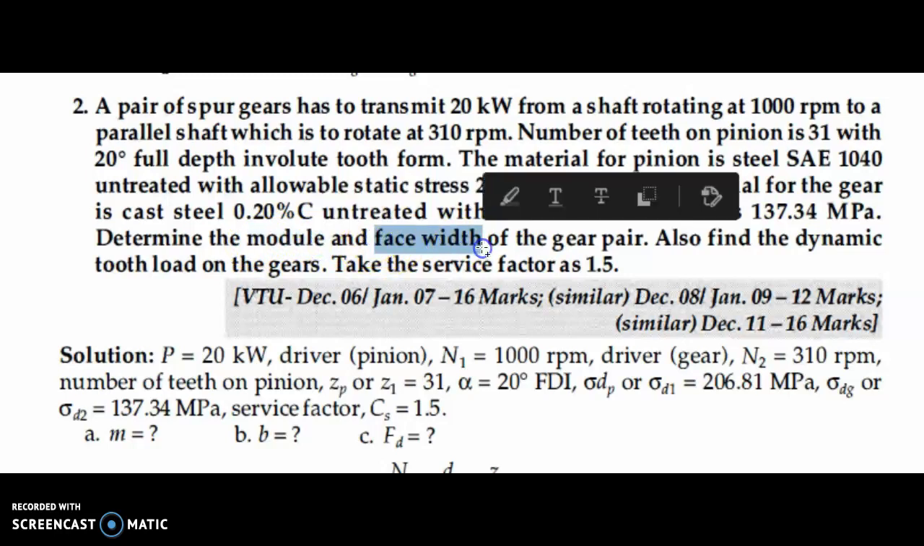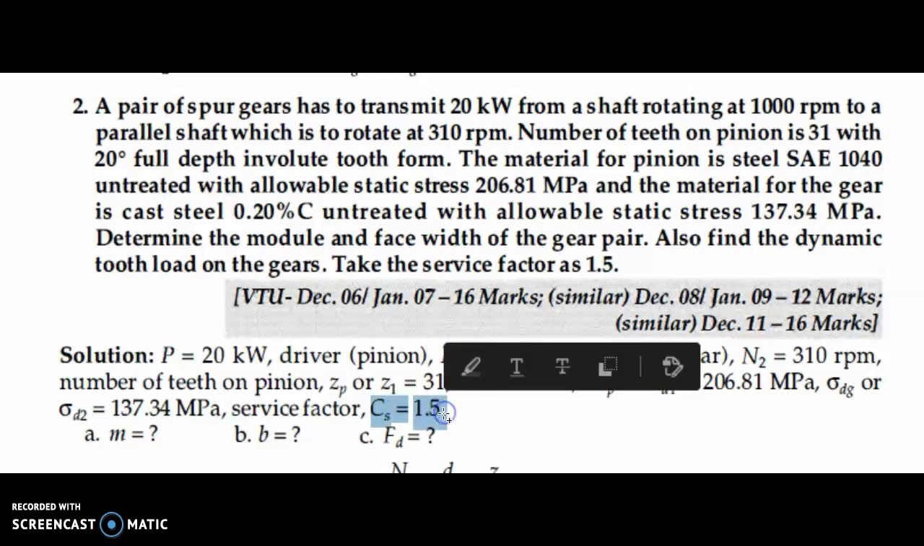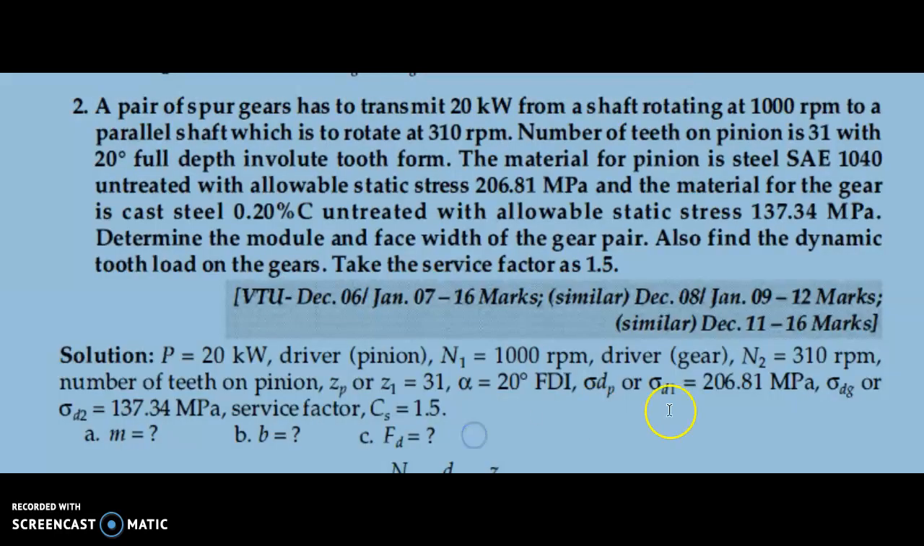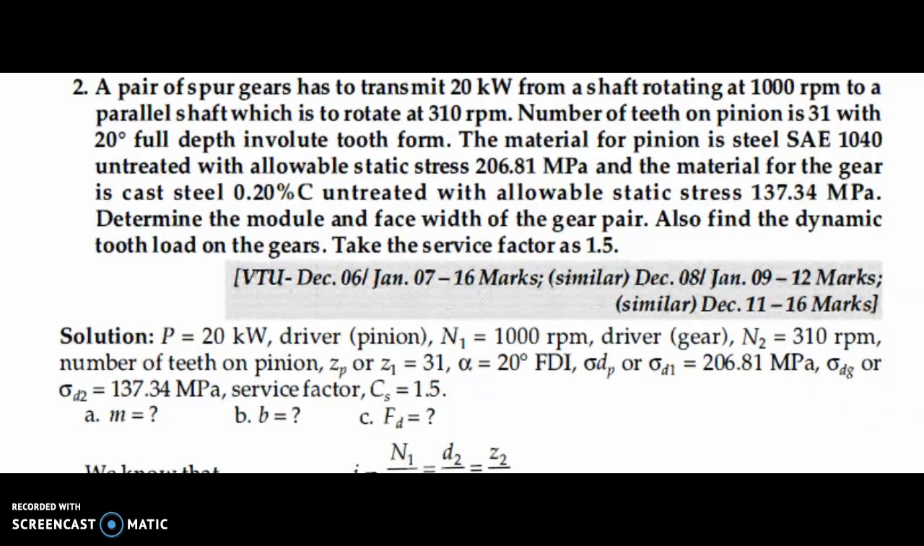Then the question is to determine the module. Next is the face width. Then also find the dynamic tooth load, that is FT. So FD, not FT, the dynamic tooth load is denoted as FD. And the next given data is the service factor. We can write it as CS, that is equal to 1.5. Okay, then we can start our solution.